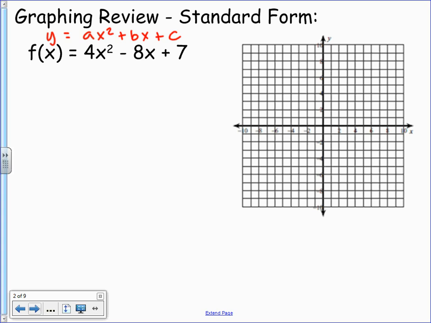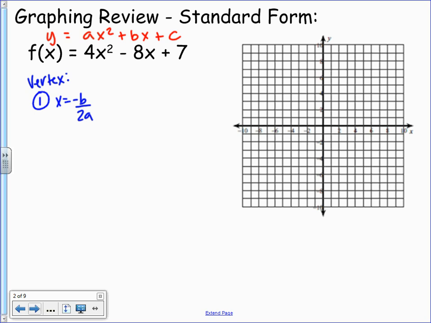Next thing in my notes, it will tell me to find my vertex. And it says the first thing I need to do is x equals the opposite of b over 2a. If you don't have this in your notes yet, remember you can get the notes on my website.